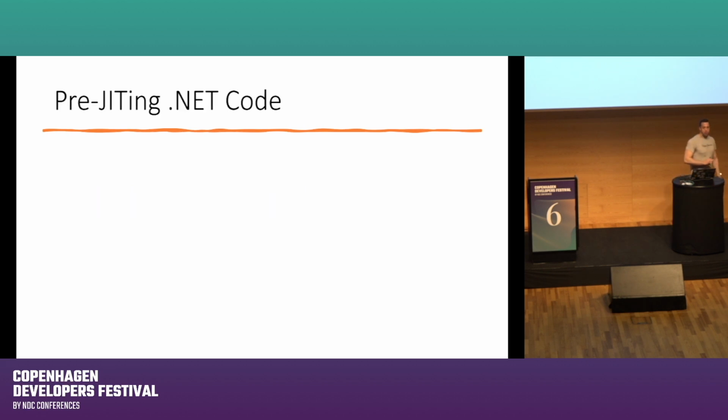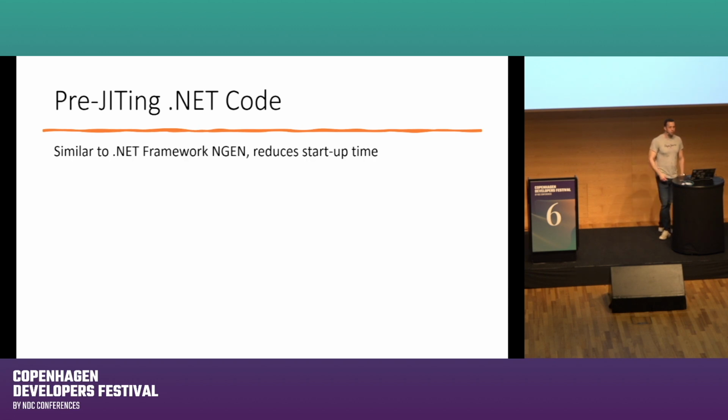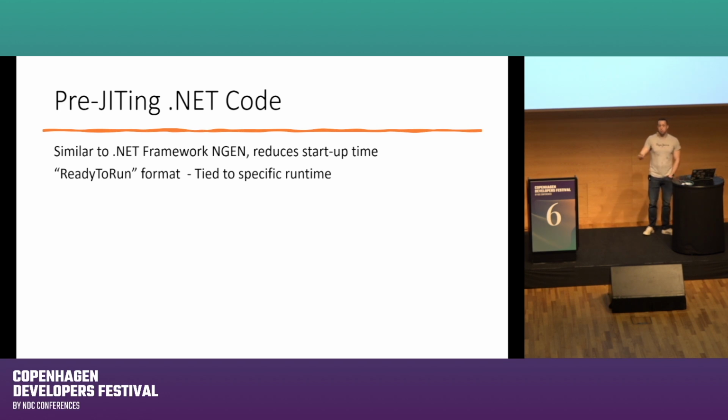But I think what's really interesting, because I was talking about JITting a lot, is that you can actually pre-JIT a lot of the code that you will be running. So it doesn't have to be done on application startup. This has been in .NET Framework for a while, even years ago. It was called Native Image Generation Engine. Now there's a new format. It's called the ready-to-run format.